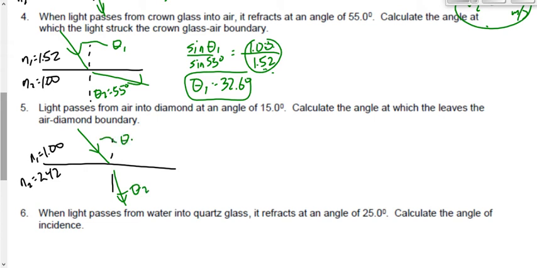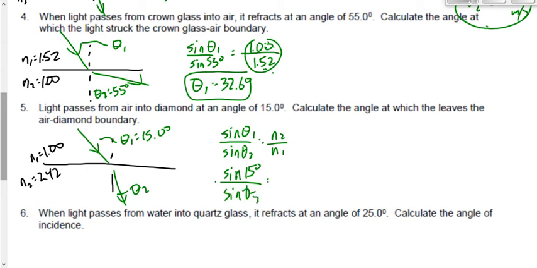Theta 1 we know is 15 degrees. I don't know what theta 2 is going to be, but it's going to be a pretty small angle, right? Because it has to go down quite dramatically from 15 degrees. Let's say sine theta 1 over sine theta 2 equals n2 over n1. Let's say sine 15 degrees over sine theta 2 equals n2 over n1, 2.42 over 1.00.